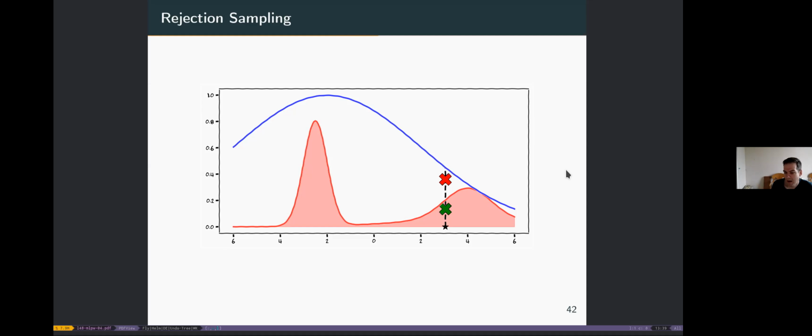If it ends up below, I accept it. So now you just draw another sample, and eventually these samples will have come from the red distribution. The tricky thing with this is, first, if you've got a massive gap like over here or over here, you will pretty much reject everything, and it will be incredibly inefficient. But it's quite easy to formulate this.